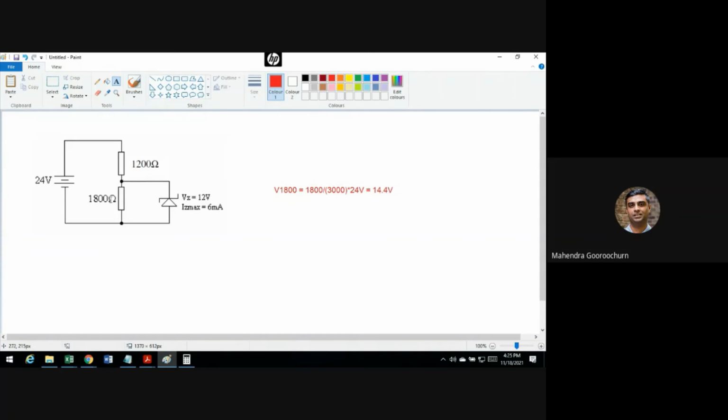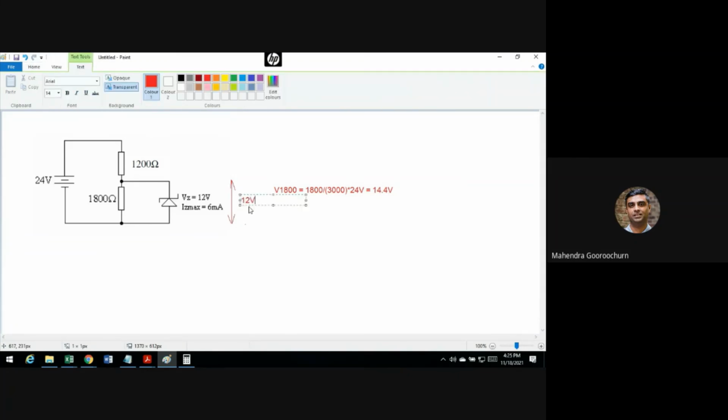But since these two are in parallel, the voltage across the diode will never exceed 12 volts. It means you would never go to 14.4 volts. At this point, this is showing that the diode has gone into breakdown. So if you measure the voltage across these two here, you're going to get 12 volts because you can't exceed the breakdown voltage. Now, it means the voltage across the 1800 ohms is not 14.4, it's limited to 12 volts only.